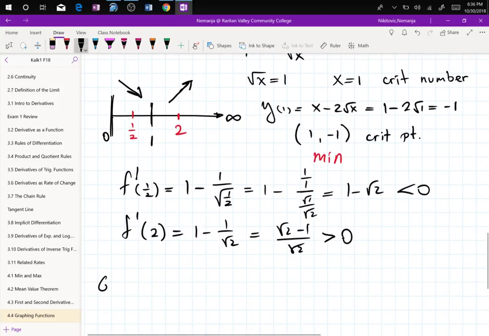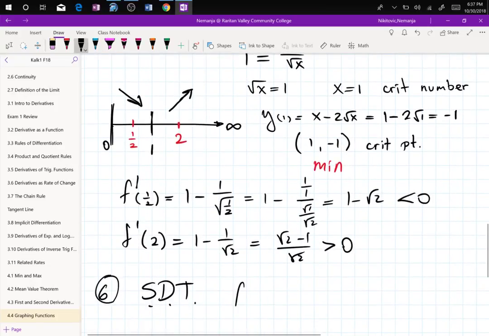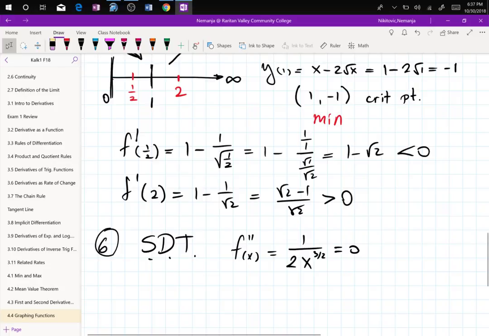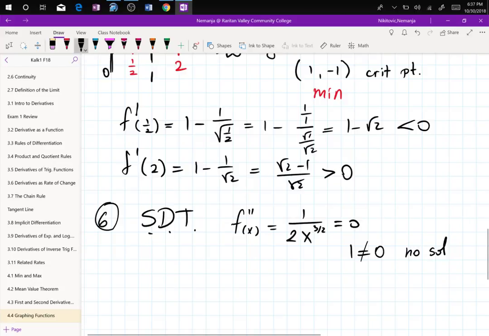Number 6, second derivative test. Take the second derivative equal to 0. 1 over 2x to the 3 halves equals 0. Well, what do we get? Cross multiply, you get 1 equals 0. No solution, right? So no solution means no inflection points. We have no vertical asymptotes either.